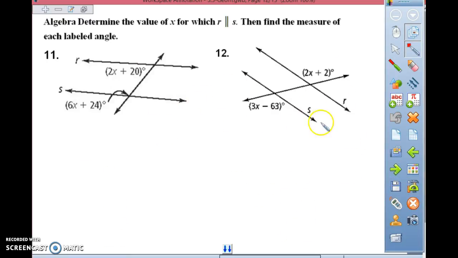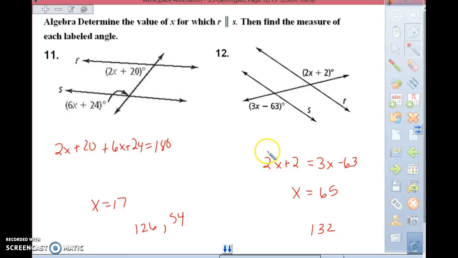So try numbers 11 and 12. Please pause the video while the students work, and the answers will be ready for you in a minute. Here are the answers.